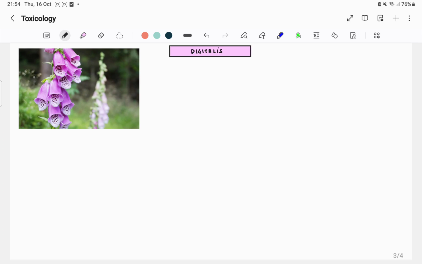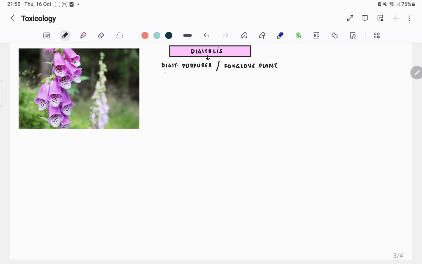So Digitalis, also known as Digitalis purpurea, or foxglove plant. I don't know why they call it foxglove, but I can't see a fox and a globe. Nevertheless, this is Digitalis purpurea or foxglove plant.